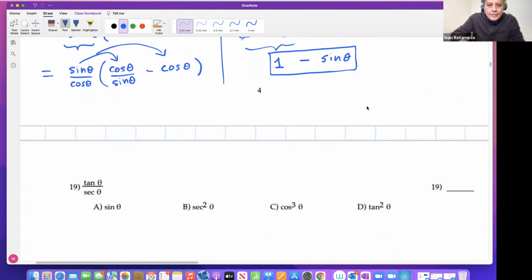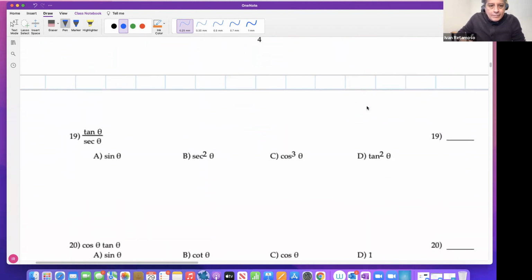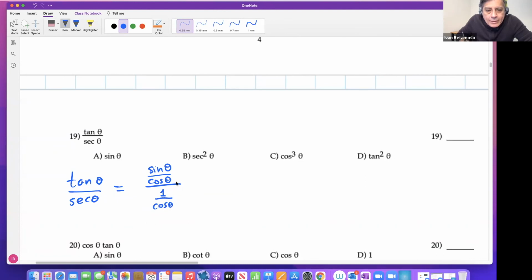Moving on. There's another one. Yeah, I think we still have time for this one. Tangent of theta over secant of theta. What is this equal to once we simplify? Remember, the strategy is when you see tangent, write it as sine over cosine, right? It's a good strategy. When you see secant, use the reciprocal identities, right? Write it as 1 over cosine, right? 1 over cosine. Great. But now, what is this?